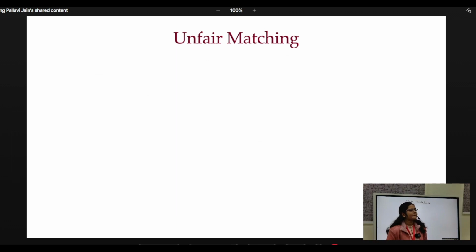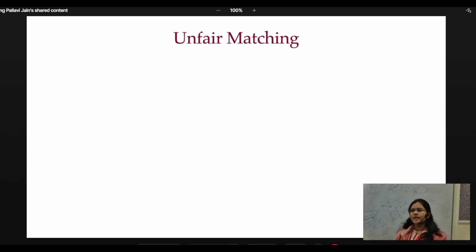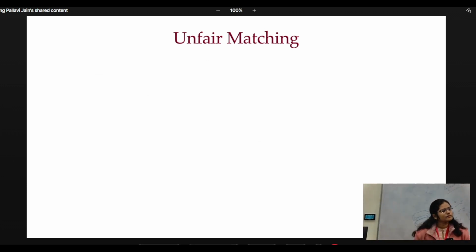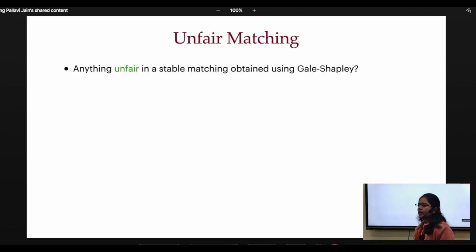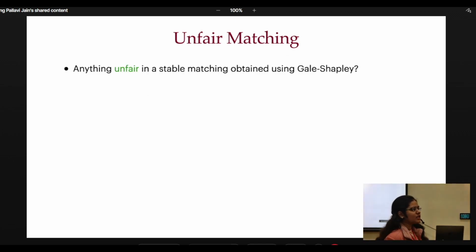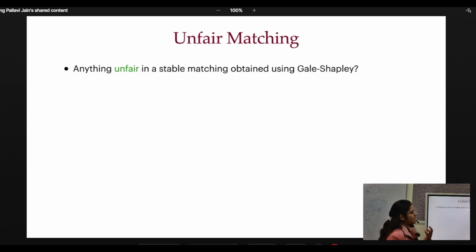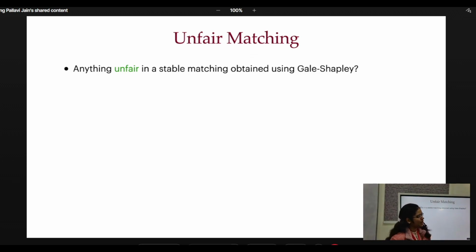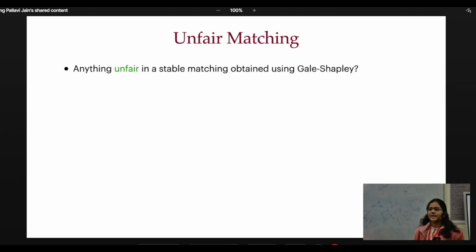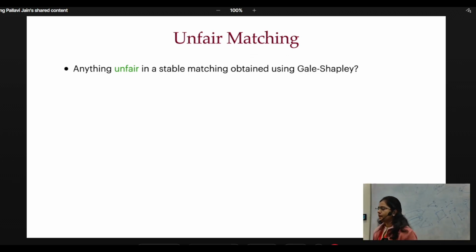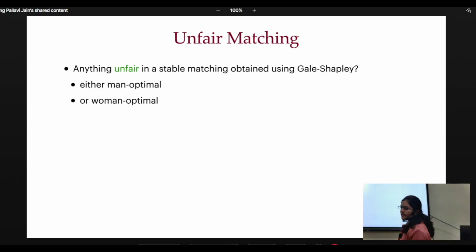It was always one-sided, depending on how you implement it. If we apply the Gale-Shapley algorithm, and I am talking only about Gale-Shapley, not any other algorithm, this is just one algorithm. But the property of Gale-Shapley is that if you start proposals from the men's side, you will get the man optimal matching, and if you start from the women's side, you will get the woman optimal matching. So this is the bias we have.